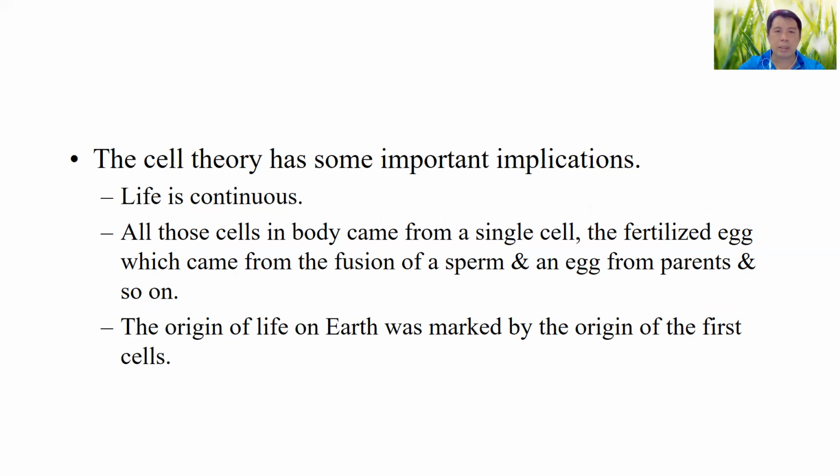The cell theory has some important implications, which is that life is continuous. All those cells in our bodies came from a single cell, the fertilized egg, which came from the fusion or fertilization of a sperm and an egg from parents, and so on. The origin of life on Earth was marked by the origin of the first cell.